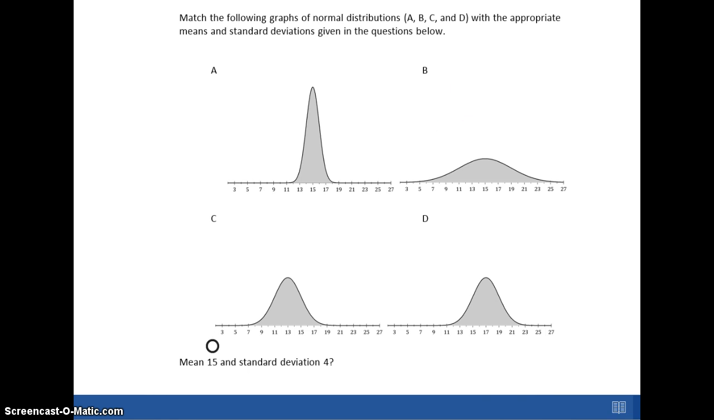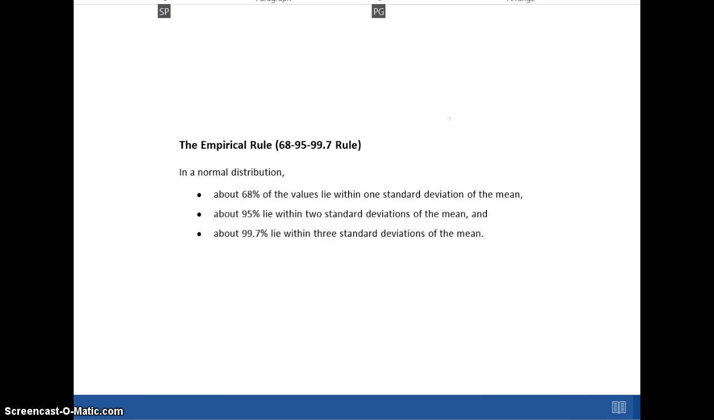It is graph B. The empirical rule is something that's very useful. In a normal distribution, notice I said about, not exactly, but roughly 68% of the data values lie within 1 standard deviation of the mean. Roughly 95% of the data values lie within 2 standard deviations of the mean. This one is going to be very useful for us. And finally, about 99.7% of the data values lie within 3 standard deviations of the mean.